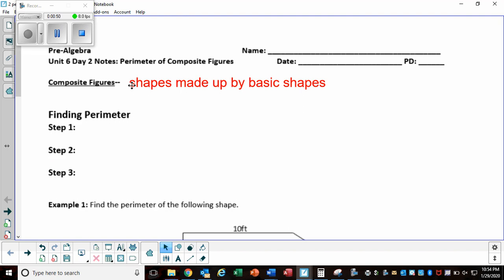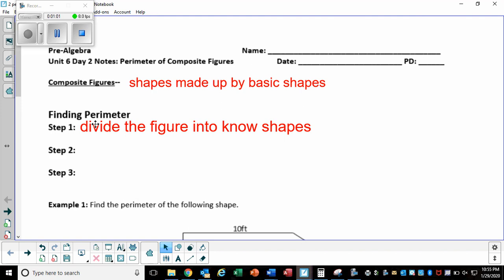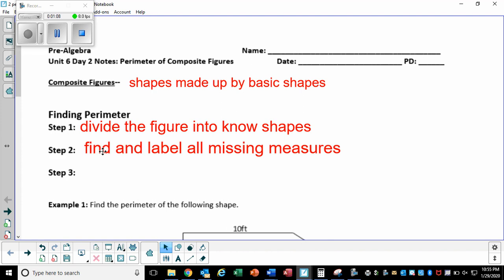Okay? Today we are only going to be focusing on perimeter, and there are 3 steps for finding perimeter of these composite figures. Step 1 is to divide the figure into shapes that you know. Make it manageable. Step 2 is then to find and label all your missing measures. When we're talking about perimeter, we are only talking about the outside, the outline of that shape. We don't need anything on the inside. We just need to deal with those outside lines. And then step 3 is to add up all our sides for our perimeter.